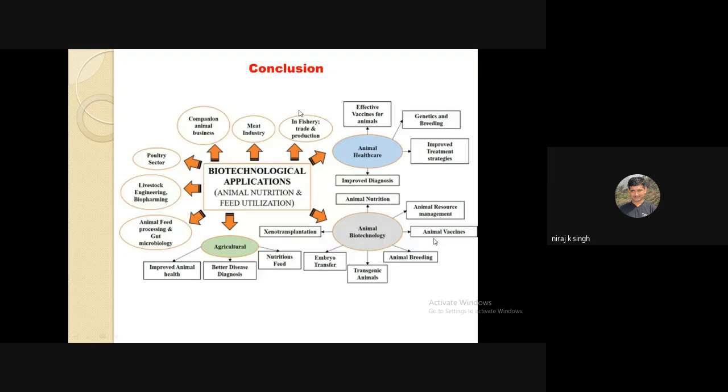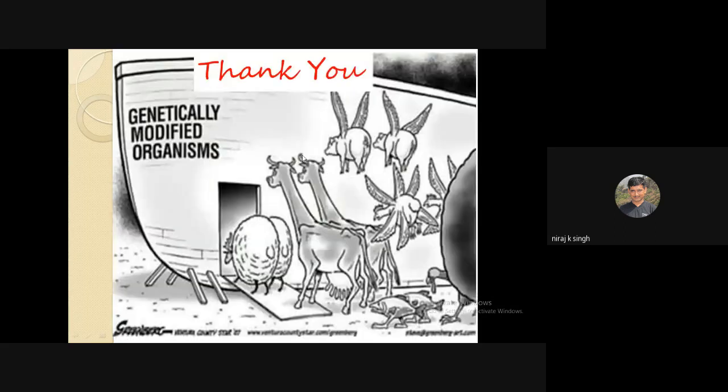These are some points in conclusion. In conclusion, I can say that biotechnology has its application in animal science in different ways. These are some picture representations. So this is all about the biotechnological interventions. This is a brief about the biotechnological interventions in animal science.